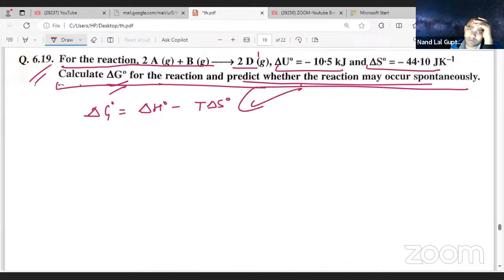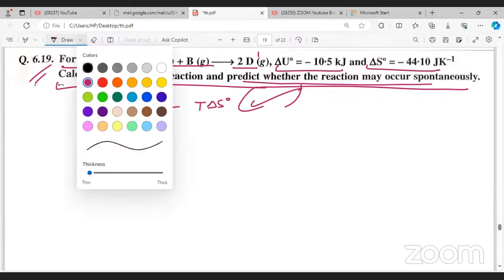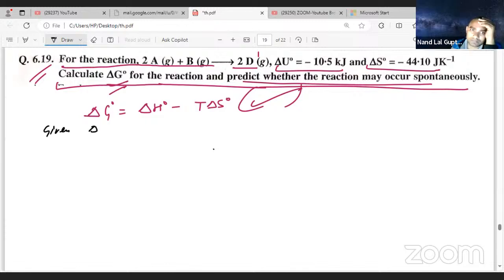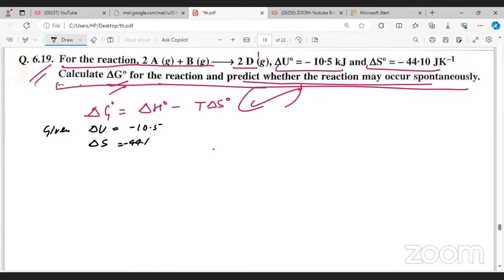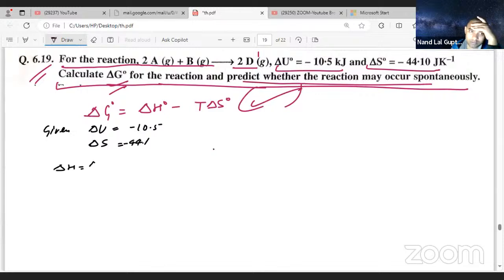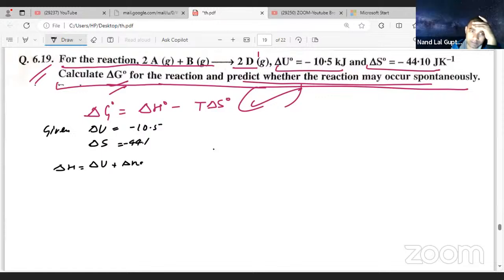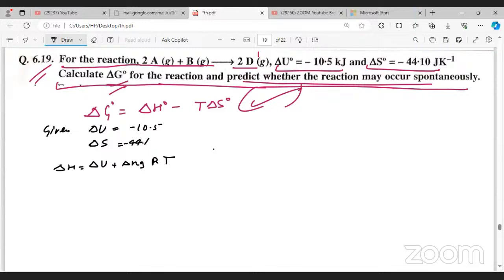Okay, this only we use. This is a little bit critical. It looks critical. Why? Because see what is given. Delta U is given as minus 10.5. Delta S is given as minus 44.1. So here you can use this equation: delta H is equal to delta U plus delta nG RT. This you can use. So you can get the value of delta H here.